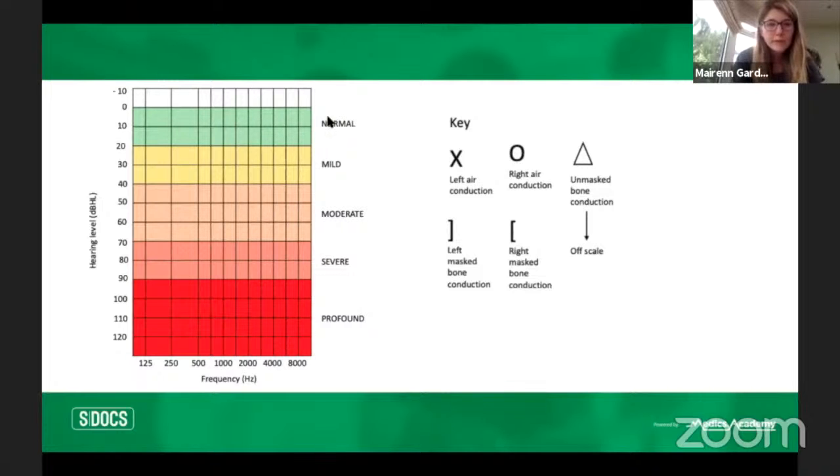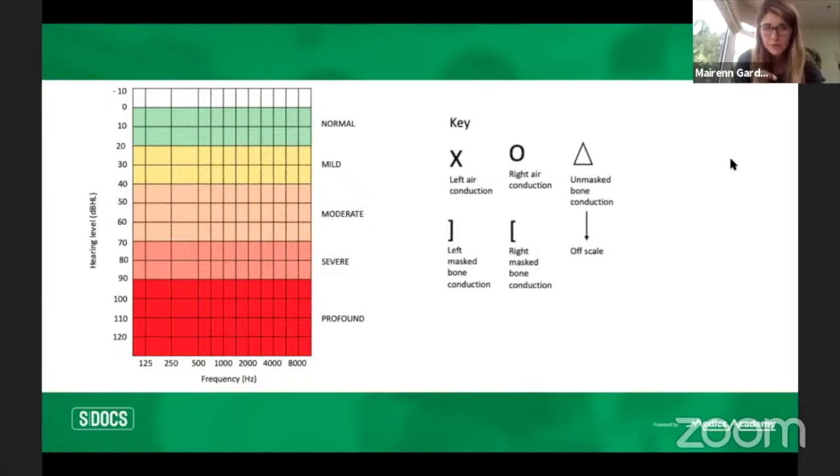The different things that can be put on a pure tone audiogram are sometimes a bit confusing. An X will be used for left air conduction. So this is the noise that they hear through the headphones, whereas an O is used for right air conduction. In some audiograms, the right ear will be red and the left will be blue, but this isn't in all of them. I've used black here, but that can sometimes happen.